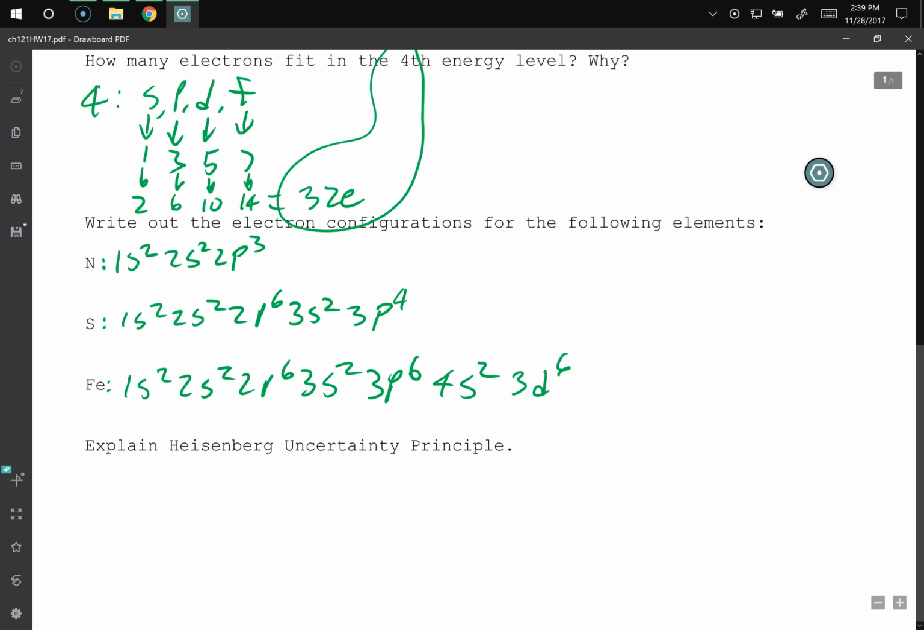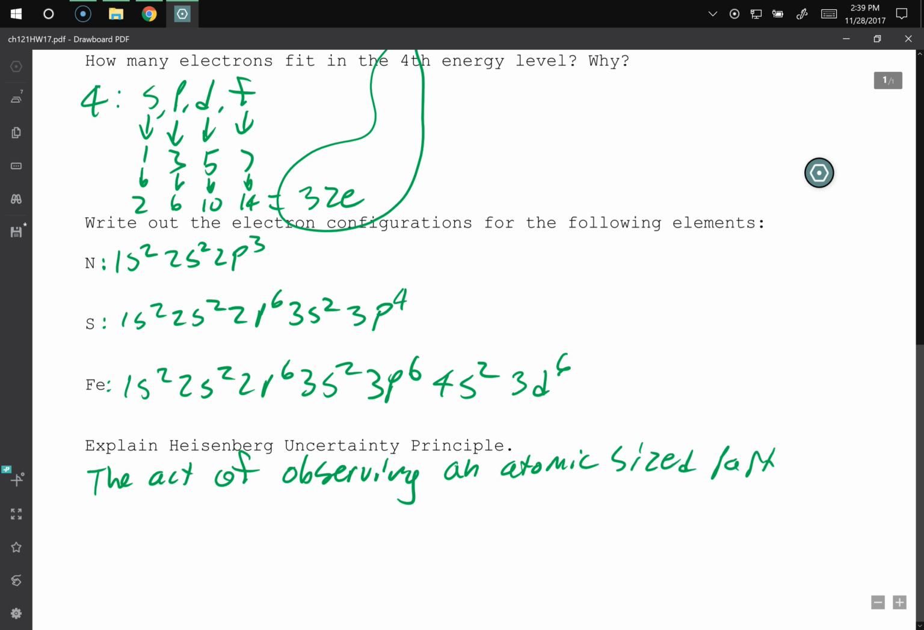Alrighty. And then this last one about the Heisenberg uncertainty principle. Okay, I like that. That's a better phrase. The act of looking at it moves it. So I can't see it because it's not where it was a second ago.